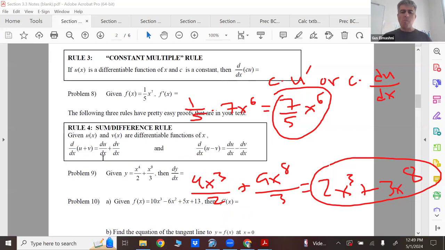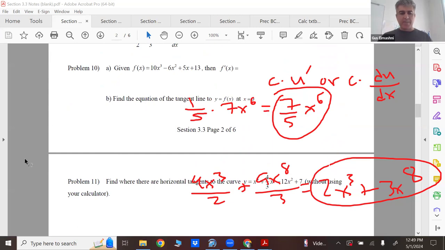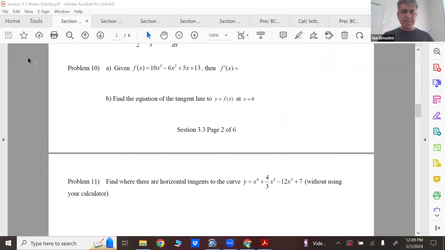We're good. So even if you have a really long polynomial, whoop-de-doo. Just take each one separately. There you go. So 30x squared minus 12x plus 5. And what's the derivative of 13, guys? It's a constant. Zero straight up. Right. Because it's just a constant.